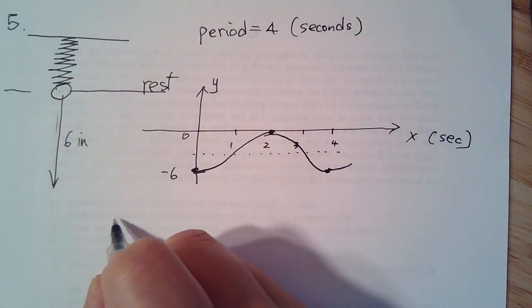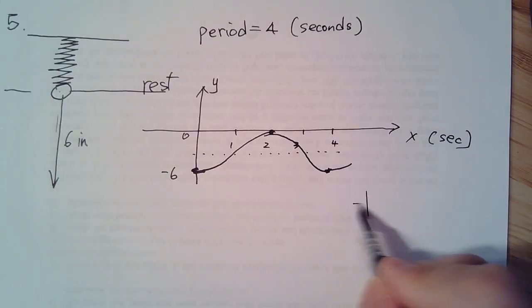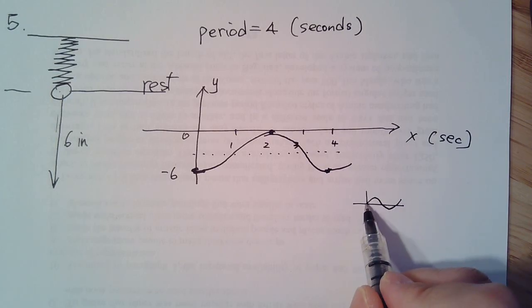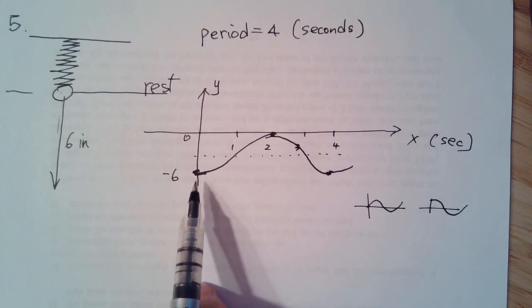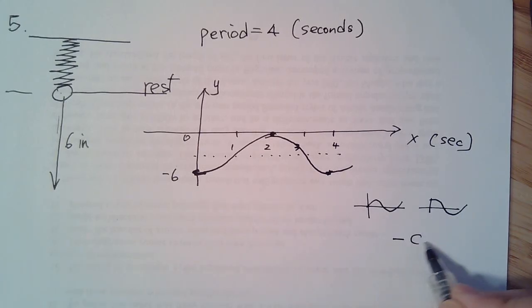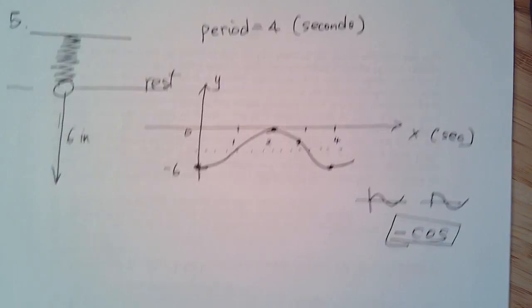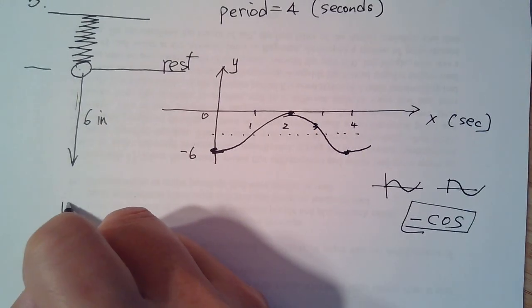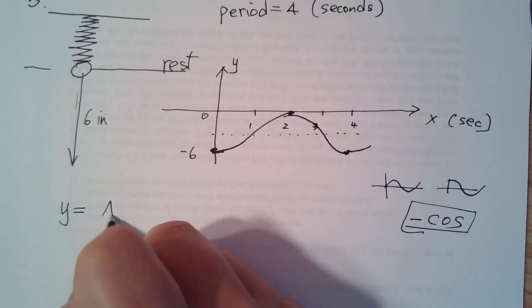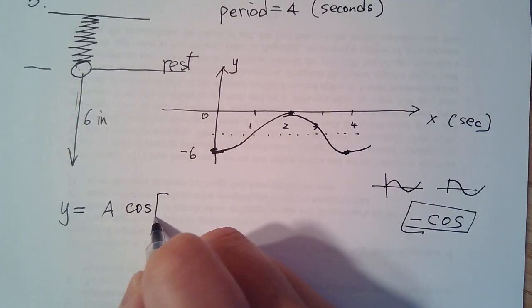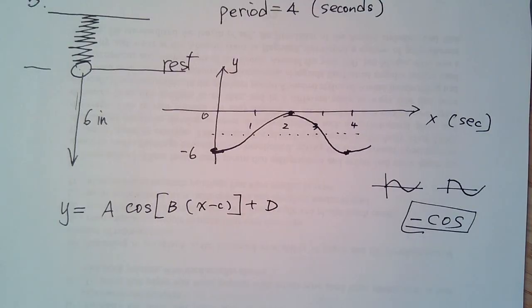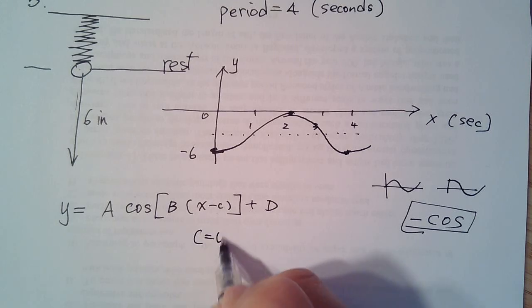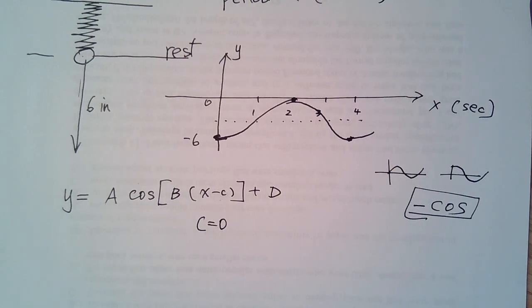Okay, now I will use, okay, this is a sine. I have to start from the middle. This is a cosine. I have to start from the top. This, I'm going to start from the bottom. So I am going to use negative cosine. That's for sure, right? And then I go y equals a cosine b x minus c and then plus d. But the thing is, I start from the very bottom, so there's no c. So c should be 0. All right, now I need to find a, b, c, d.